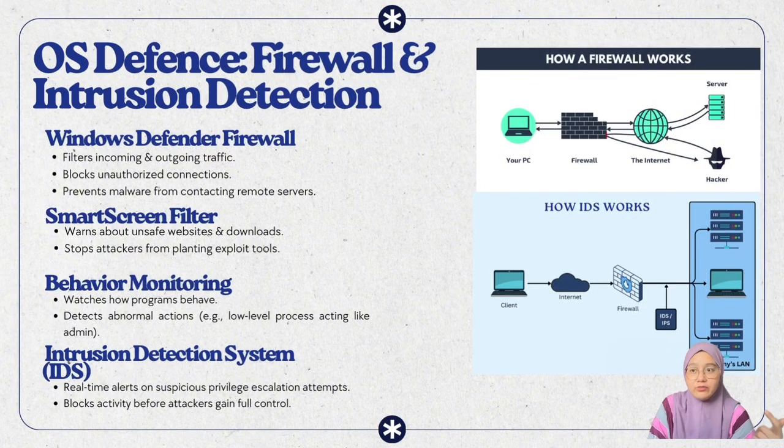Windows Defender Firewall checks every data packet that tries to enter and leave the system. If the traffic is unauthorized or suspicious, it will block it. This reduces the attack surface available to privilege escalation attempts.